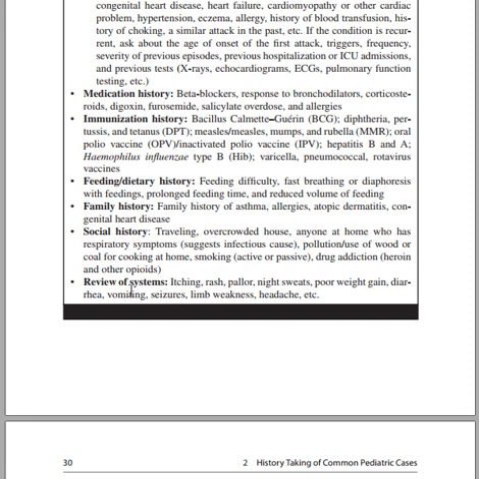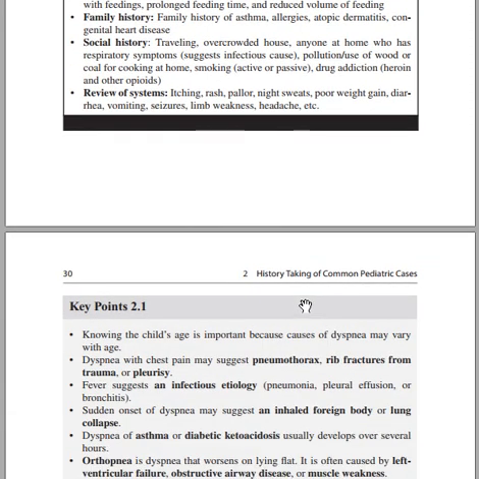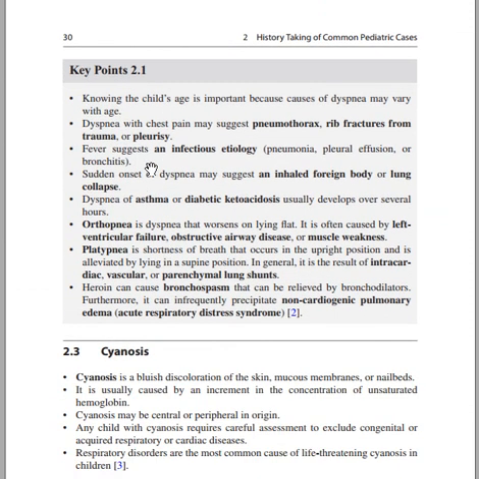a severe upper respiratory tract infection like in Bordetella pertussis, where the child can vomit. If you have seizures, if you have limb weakness and headache, you can think of other things resulting to that. Seizures, limb weakness and headache mostly have to do with a dyspnea which comes from the central nervous system. The next thing is knowing the child's age is important because the causes of dyspnea may vary with age.